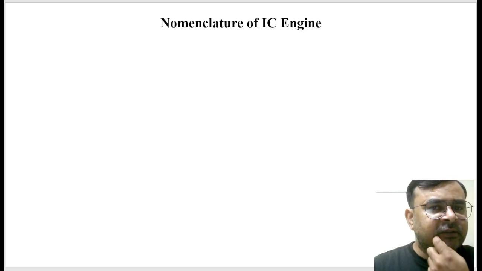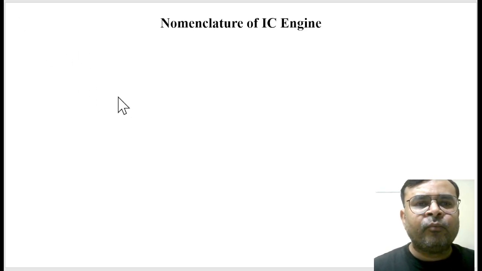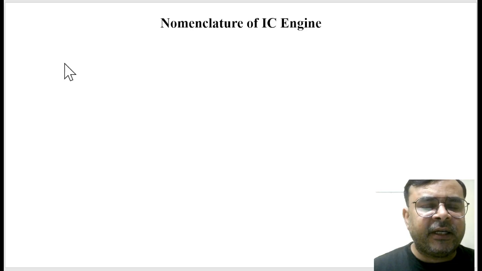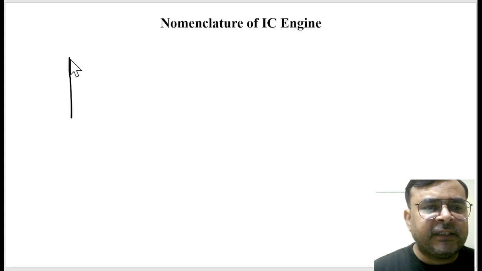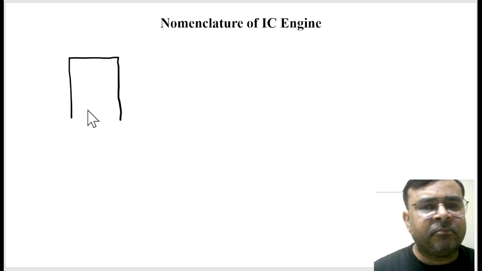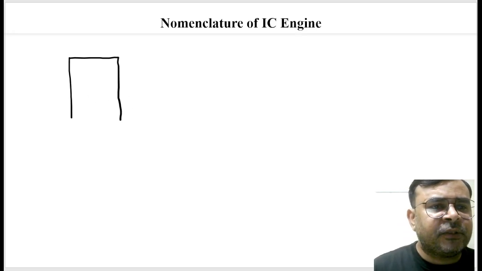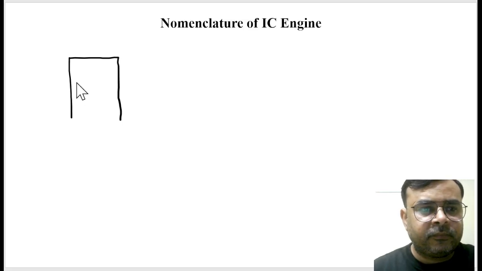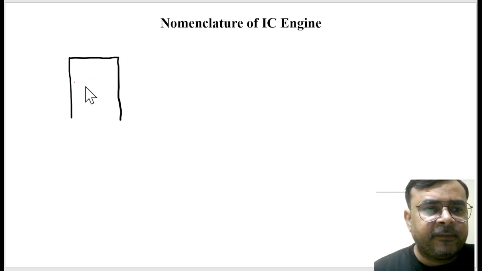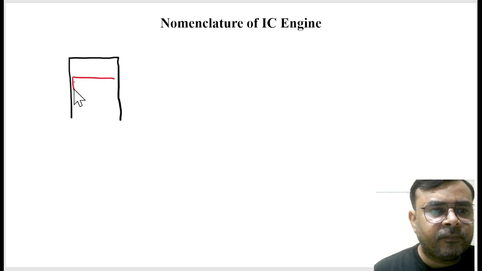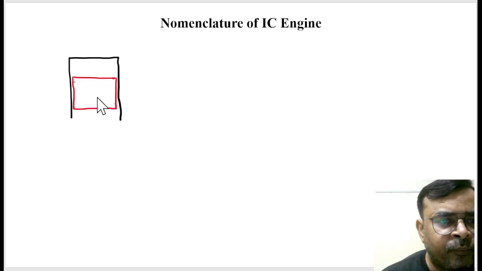Nomenclature is again very important, because I need to represent what are the important terminologies of IC engine, because while discussion we need those terminologies. So you can see here, multiple times I will draw this rectangle box. This is nothing but the cylinder, and of course inside the cylinder we have piston. This is a piston. And here I'm not talking about the shape and size of the piston.